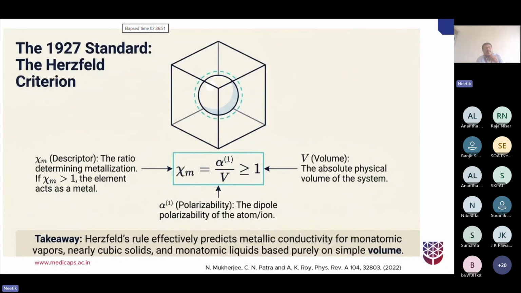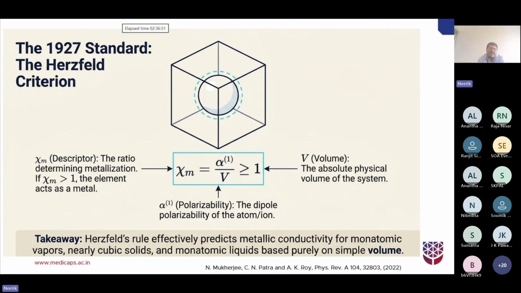And Herzfeld gives this criterion that if the dipole polarizability versus volume ratio is greater than 1 for a monatomic vapor, nearly cubic solids, or monatomic liquid, then they become metallic. But in the free condition, it's not possible to use this criterion to find the metallization of a system, because calculating the volume of a free system is a big challenge.